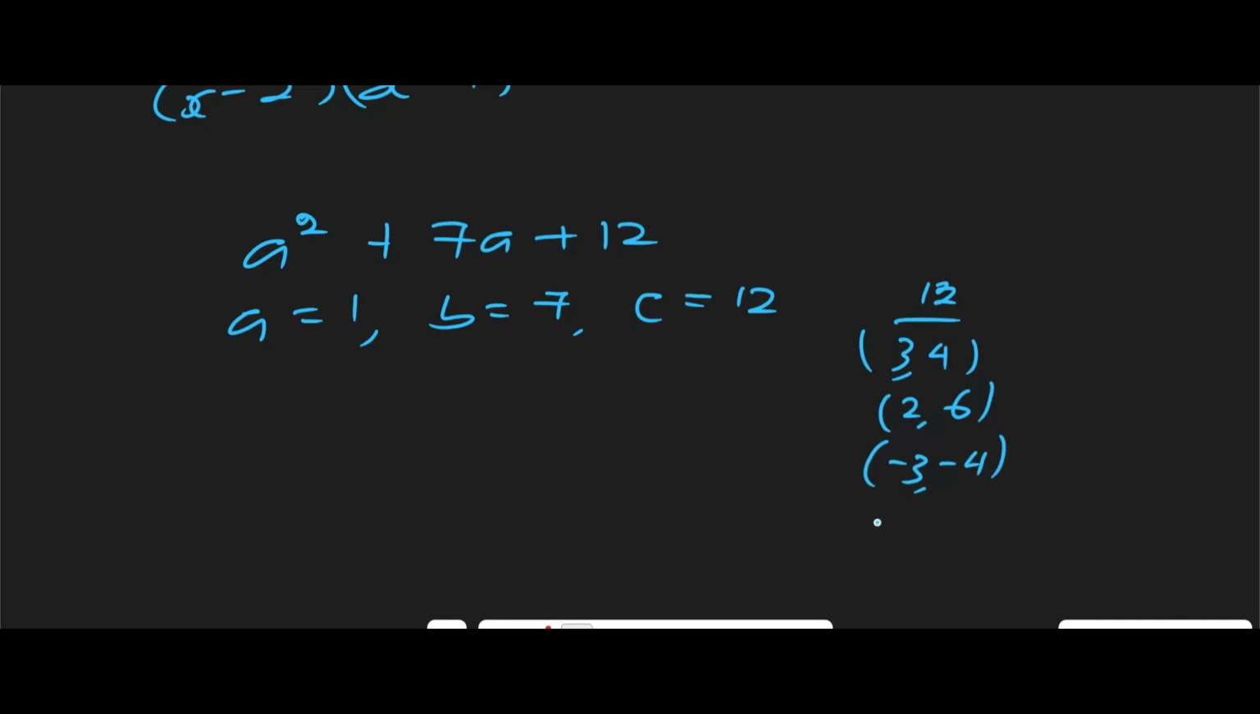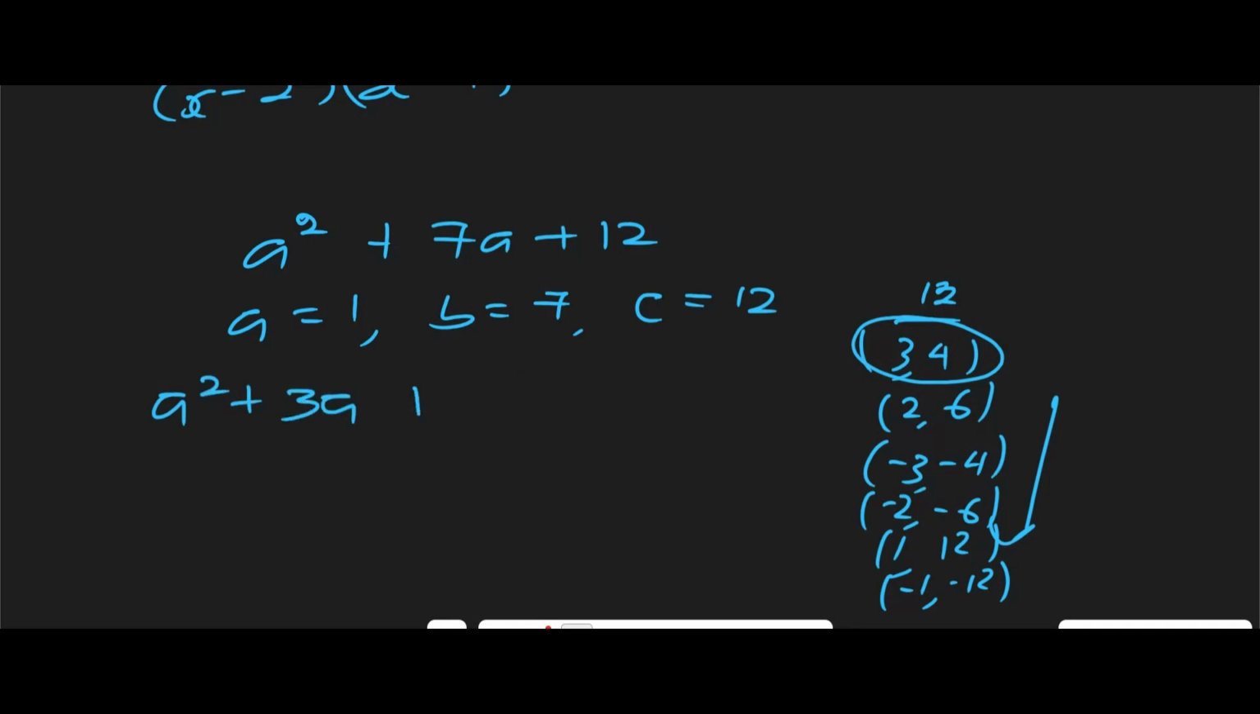-3 by -4, -2 by -6, 1 and 12, -1, -12. So I'm just writing more, but we can use the first two numbers here. We want to get 7. And 3 plus 4 will give me 7. So there's no need for me to even write all these. But then let's move on. So I'm going to replace 7a with 3a and that of 4a. So this is what I'm going to get. So we have a squared plus 3a plus 4a plus 12.